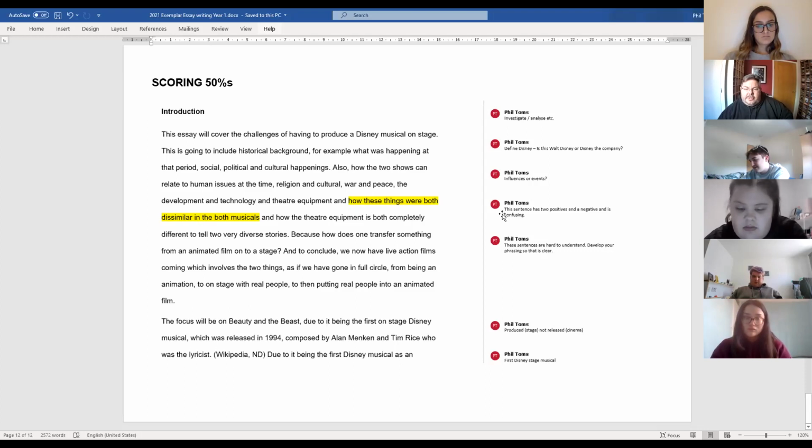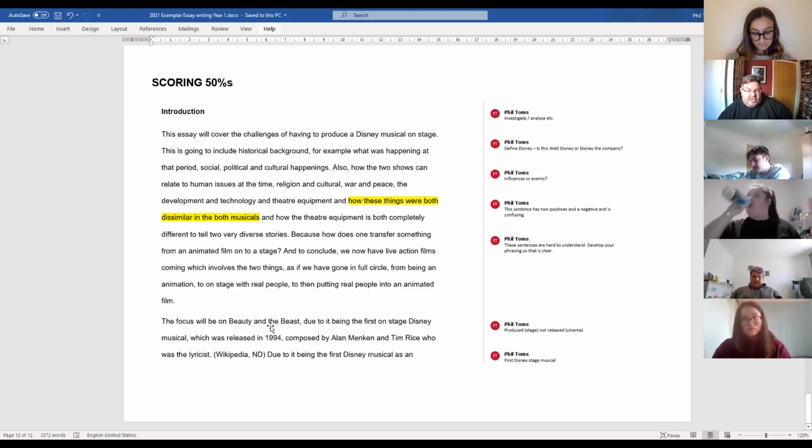Oh yeah, this sentence has two positives and a negative, and it's confusing. When you click on the link, obviously it links to the right sentence in Word. These sentences are hard to understand. Develop your phrasing so it's clear. Because how does one transfer something from an animated film to a stage? And to conclude, we now have live action films coming, which involves the two things, as if we've gone full circle from being an animation to on stage with real people, to then putting real people into an animated film, which is exactly what we're going to talk about in about 10 minutes. But it's a bit confusing here.